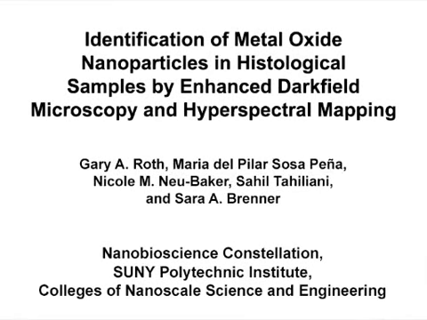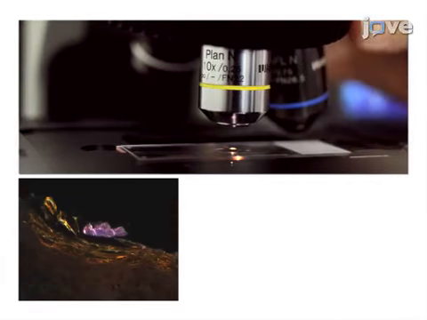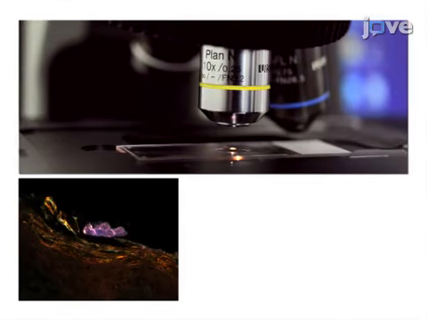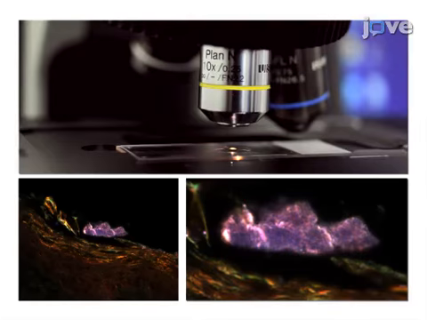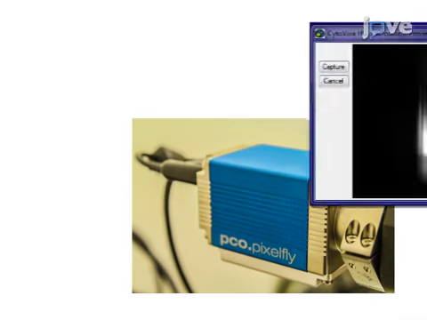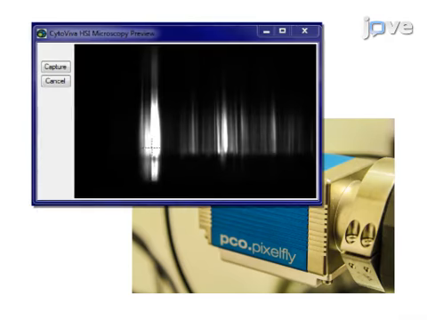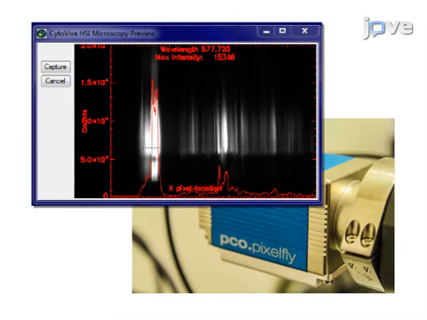The overall goal of this procedure is to identify metal oxide nanoparticles in histological samples by darkfield microscopy and hyperspectral mapping. This is accomplished by first identifying a region of interest in a positive control sample containing nanoparticles and capturing a darkfield image. The second step is to create a hyperspectral image or data cube of the region of interest using the hyperspectral camera.